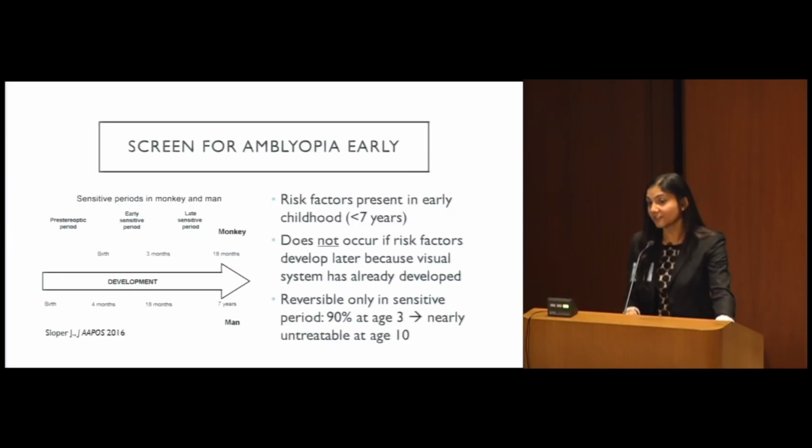So amblyopia also is reversible when it's treated within this sensitive period, so between birth and 7 years of age. So while 90% can be treated by age 3, this goes down to virtually 0% if a patient presents to us at age 10 with a diagnosis of amblyopia.